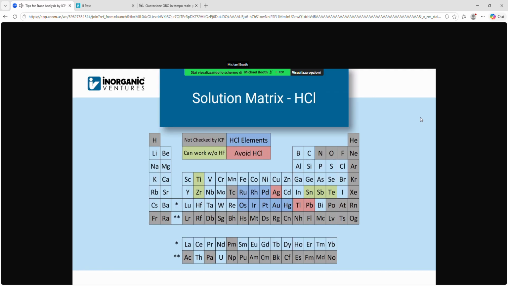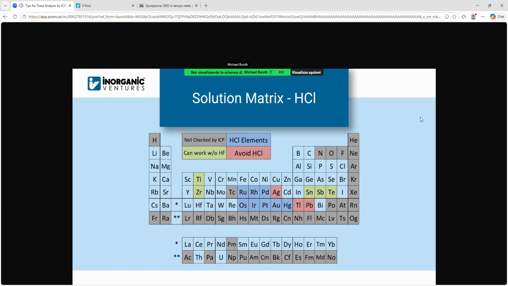Now, the green elements are really kind of interesting because in nitric acid, they require that fluoride ligand to remain stable in solution, but in HCl, they don't. So if your lab is not allowed to work with HF, but you still need to measure titanium, zirconium, tin, antimony, or tellurium, you can use an HCl matrix and get away from hydrofluoric acid altogether. So you won't have to use it at all in your process. That's a really good workaround for those HF-free laboratories.